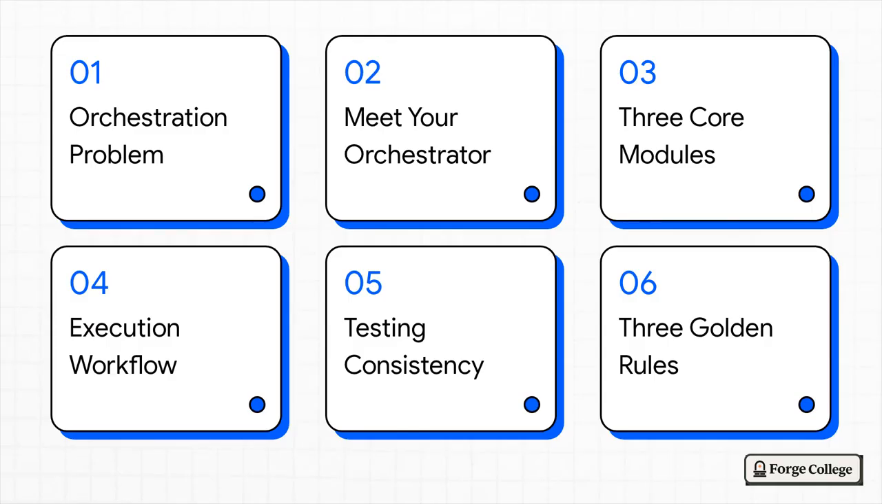So here's the schematic we're working through today. 1. The contract orchestration problem. 2. Meet your orchestrator. 3. The 3 core modules. 4. The execution workflow. 5. Testing workflow consistency. And finally, 6. The 3 golden rules.